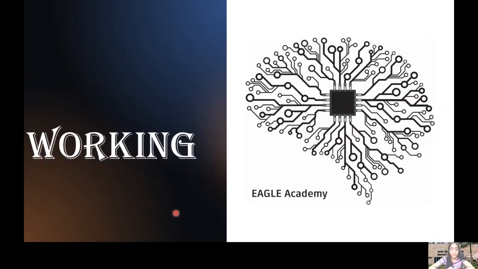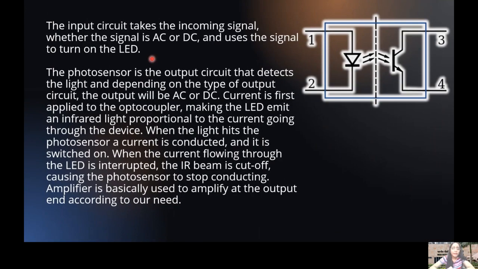Now we come to the main part, that is the working of an optocoupler. The input circuit takes the input signal, whether the signal is AC or DC, and uses the signal to turn on the LED. The photosensor is the output circuit that detects the light, and depending on the type of output circuit, the output will be AC or DC.